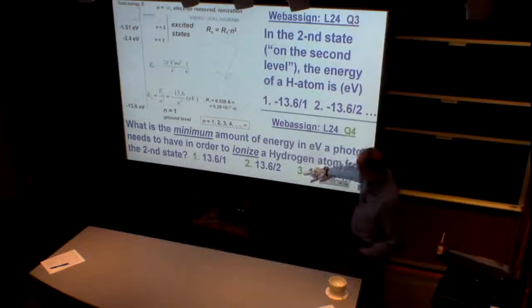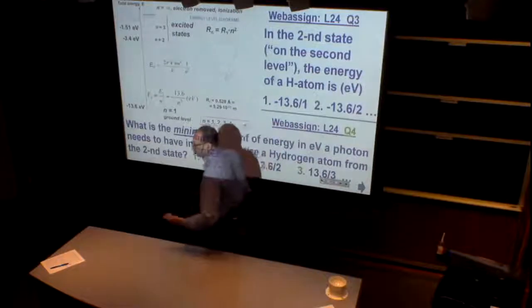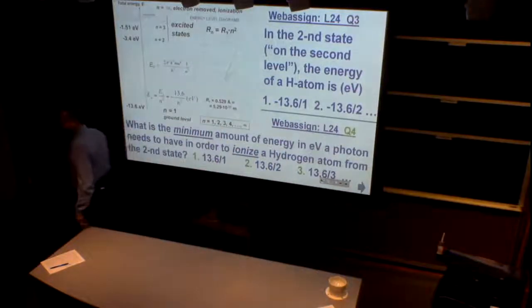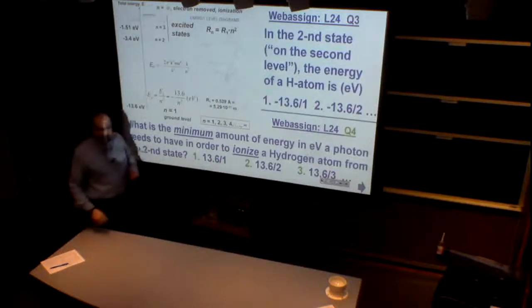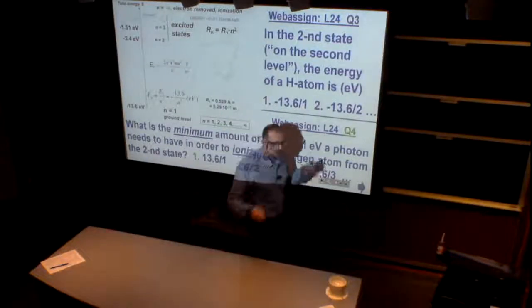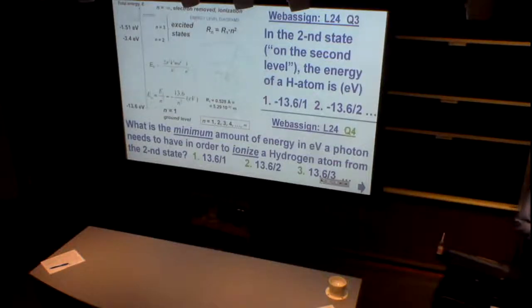Second step, what does ionization mean? You should know that from chemistry. To ionize an atom, what does it mean? It means we have to take an electron and technically move it away infinitely far. It's like escape velocity, you know, for a satellite. Here, it's escape energy for an electron. What amount of work should be done to take that electron, which is in the second state, on the second level, and move it infinitely away?